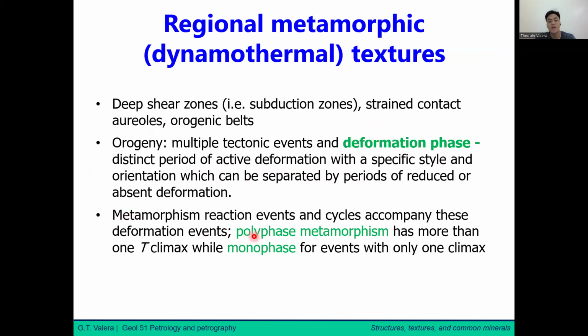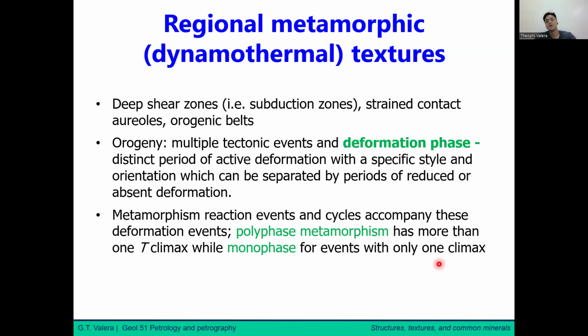Okay, so metamorphic reaction events and cycles accompany itong deformation events na to. This results to what we refer to as polyphase metamorphosed rocks. So polyphase metamorphism happens when you have a rock experiencing more than one temperature or thermal climax, while monophase events are basically just a single metamorphic event. So one thermal climax lang siya.